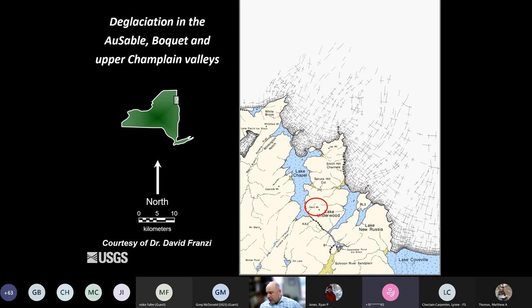And then this large lake, Lake Vermont, formed, which may have been as deep as 800 to 1,000 feet in a couple of places. So it's an exceptionally deep proglacial lake trapped up against the high peaks of the central Adirondack Mountains in this location.